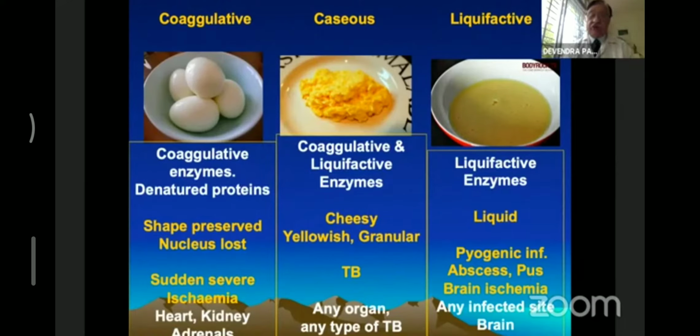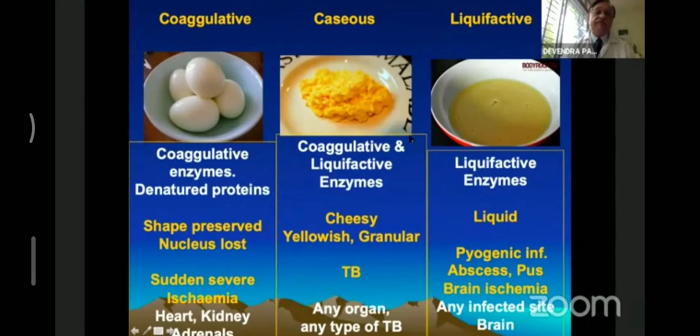One thing very important to remember is this, that any type of necrosis in brain is always liquefactive. Why? Because brain does not have the coagulative enzymes. So any type of necrosis, including that because of the ischemia, that because of the infection, that because of any other cause, is always liquefactive necrosis in the brain.